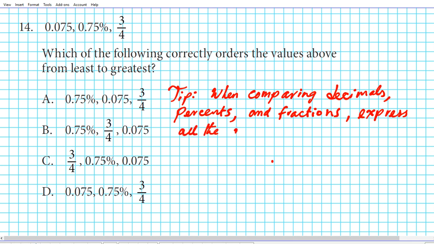as what? What do you think the best form will be? Express all the numbers as decimals. Okay, that's the easiest to convert to, and that's the easiest to compare. All right, you don't have to find any LCDs or do any weird calculations. So just default to the decimal form, and then that will facilitate the entire process. Okay, now let's go ahead and look at what we have here.